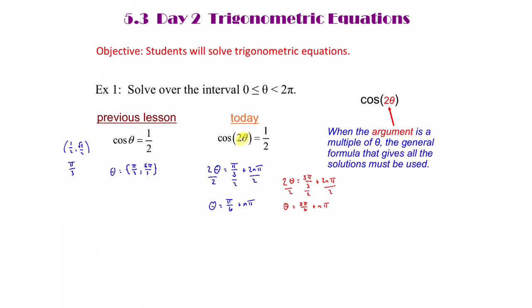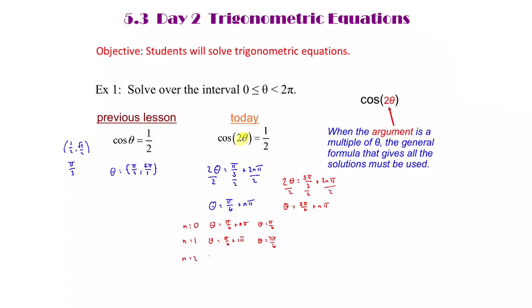But we still want all the values between 0 and 2 pi. So if n is equal to 0, then theta is equal to pi over 6 plus 0 pi, which would then just be pi over 6. That's one of our solutions. If n is equal to 1, then theta is equal to pi over 6 plus 1 times pi. And all we're doing is adding pi to pi over 6, and that would give us 7 pi over 6, still within our 0 to 2 pi.